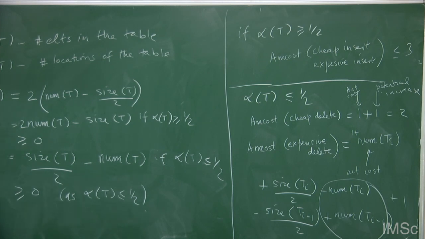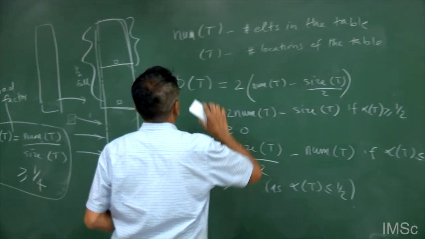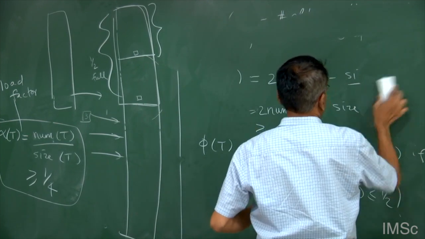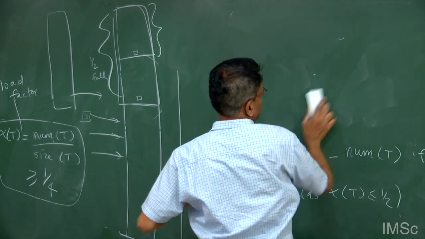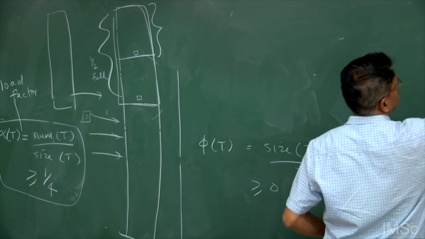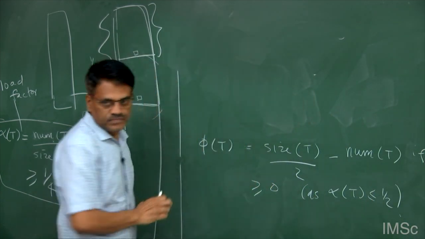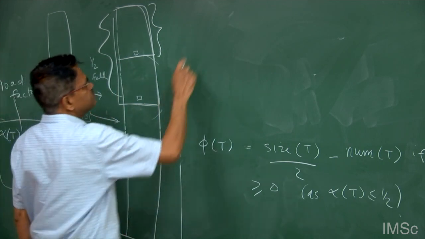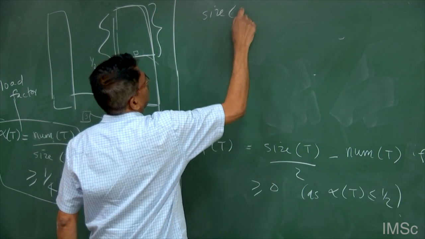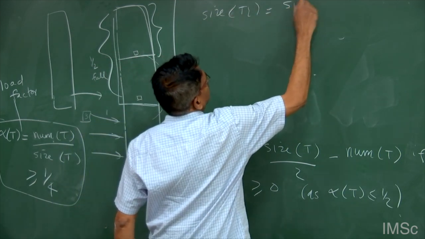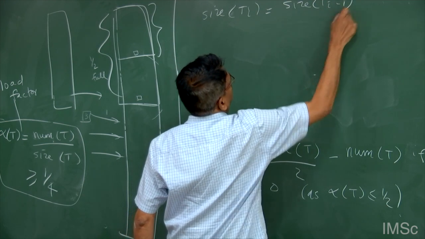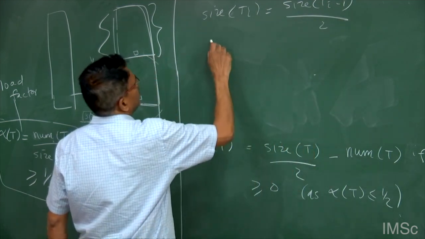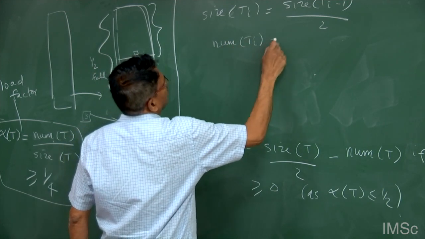Right? Because what we'll do is, this is the whole table and this is the number of elements. We will shrink it by half and capture this. So size of T_i equals size of T_i minus 1 by 2, because we're going to reduce that. Number of elements in T_i would be half the table size.